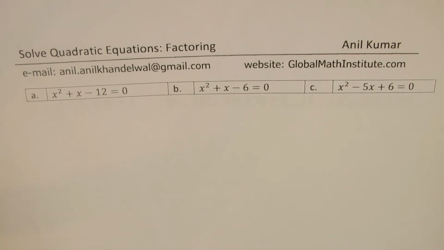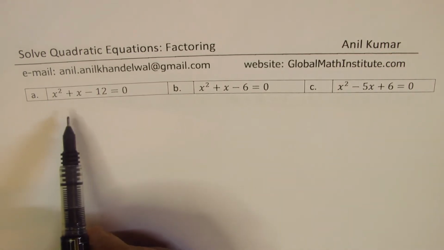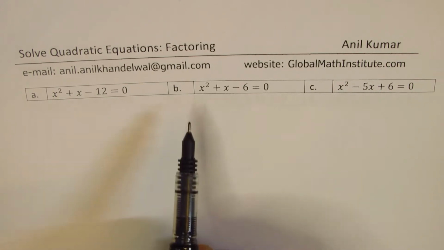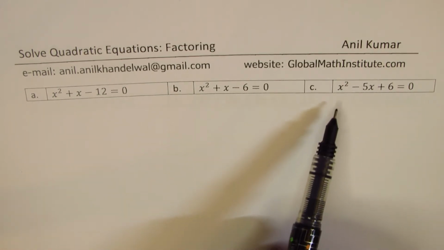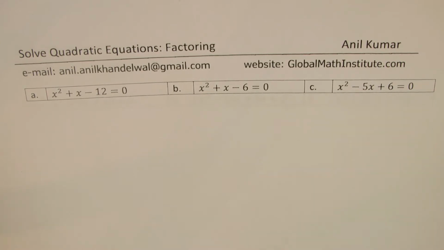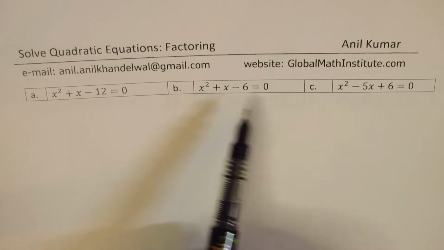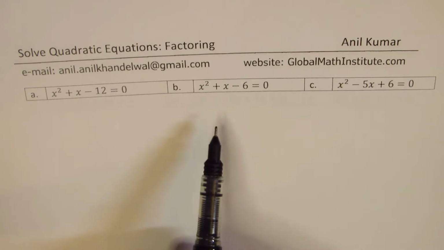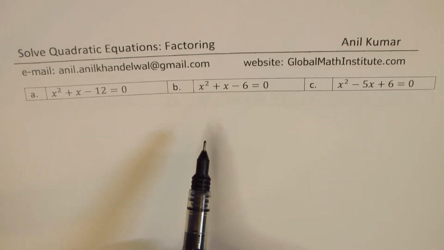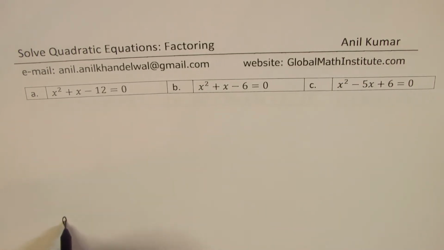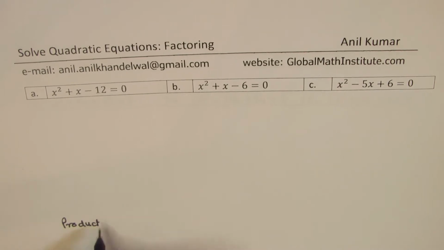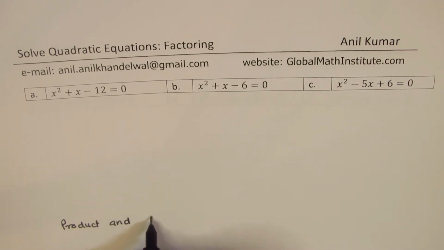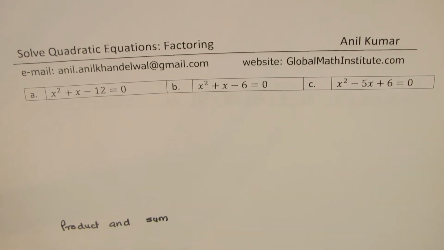trinomials to factor. So we have x squared plus x minus 12 equals 0, x squared plus x minus 6 equals 0, and x squared minus 5x plus 6 equals 0. In these three equations, you observe that the coefficient of x squared, the leading coefficient, is 1. And so we can factor this using product and sum, right? So the strategy is product and sum. Let us see how to apply this strategy.